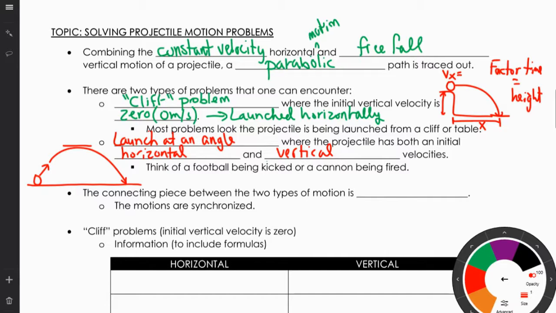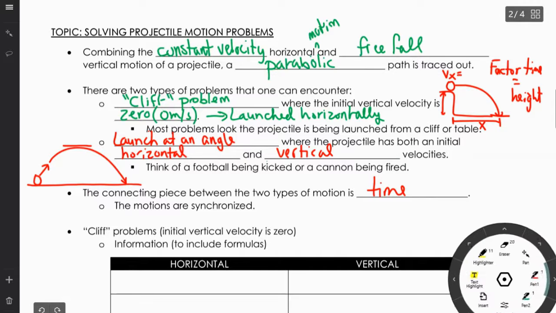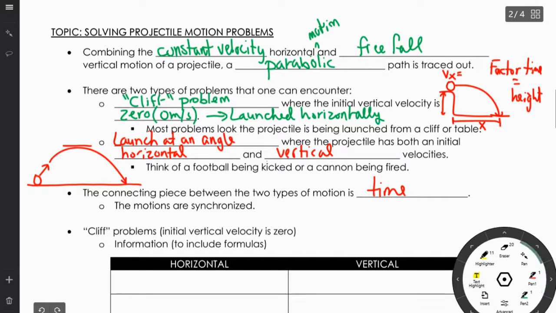Again, the connecting piece between the two types of motion is time. And we say that the motions are synchronized. So the vertical and horizontal motions move off together at the same time, and so they're synchronized. One's not going to be any faster than the other. They're going to be done at the same time.